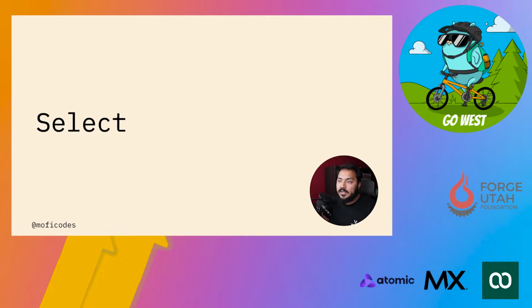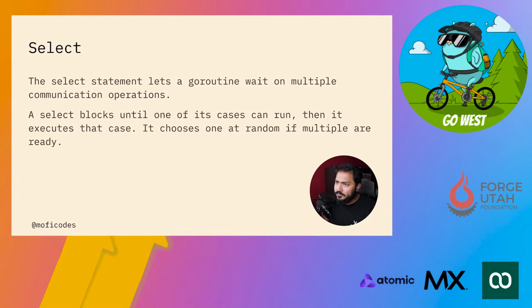So select lets you select one of the channels that you're looking for right now. The select statement lets a goroutine wait on multiple communication operations. You have multiple channels inside a select block, and if any of them returns data or any of the states are true, you will execute that command. Select blocks until one of its cases can run, then it executes that case.